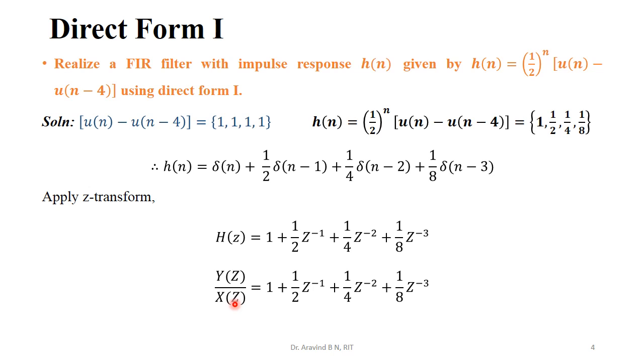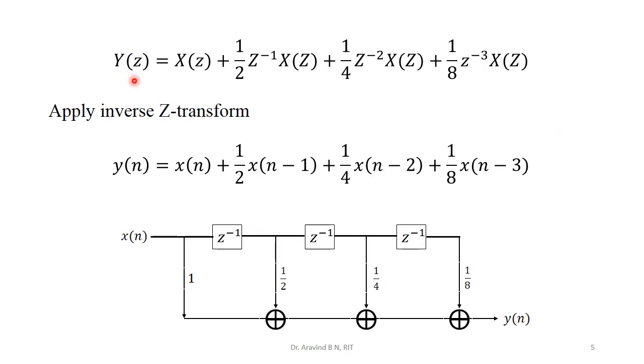In the next statement, we are going to have cross multiplication of x of z with the right hand side. So now the x of z is cross multiplied with the right hand side. We get y of z is equal to x of z plus 1 by 2 z inverse x of z plus 1 by 4 z to the power of minus 2 x of z plus 1 by 8 z to the power of minus 3 x of z. We are having y of z, but we need y of n. So apply inverse z transform. So we are going to get the expression in terms of y of n. Now realize this y of n on the direct form 1 realization.